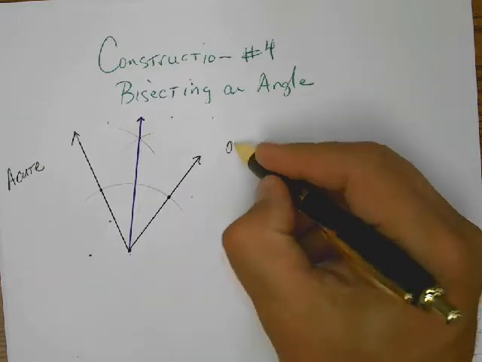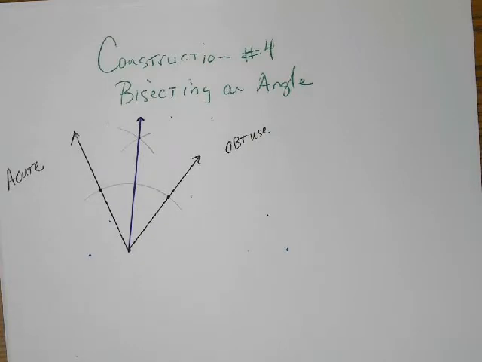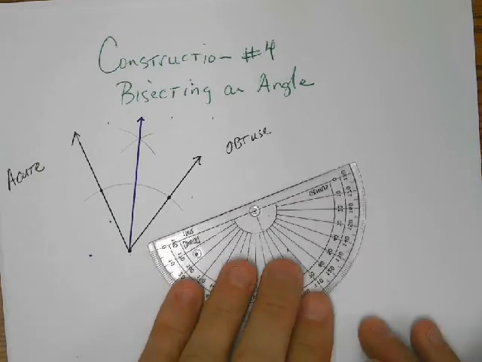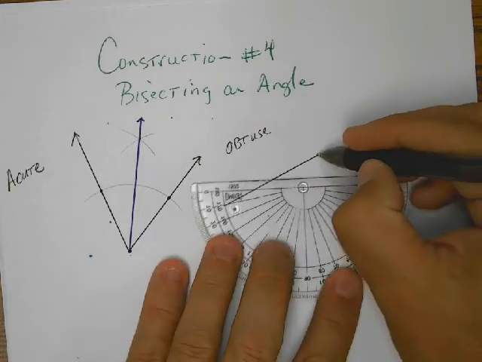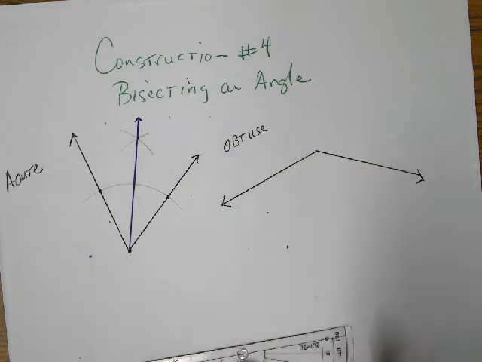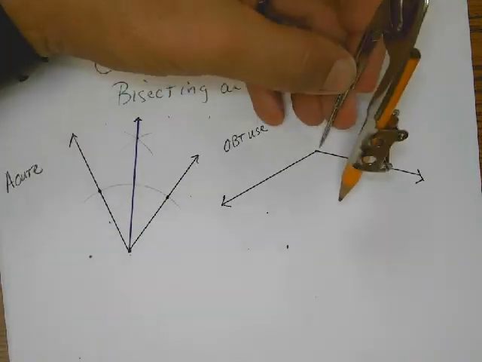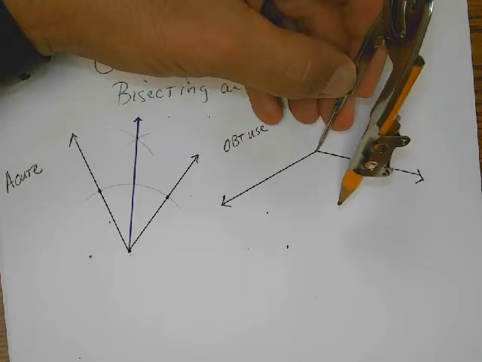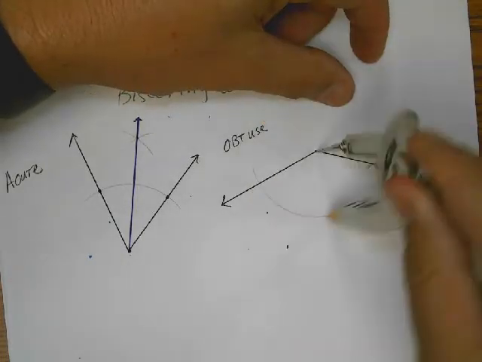Let's go ahead and do it now for an obtuse angle. So give yourself an obtuse angle. Doesn't matter how it looks. I'm going to do it this way. The steps to the construction are the same. So I'm going to put my sharp point on the vertex, and I'm going to make an arc that intersects both rays.